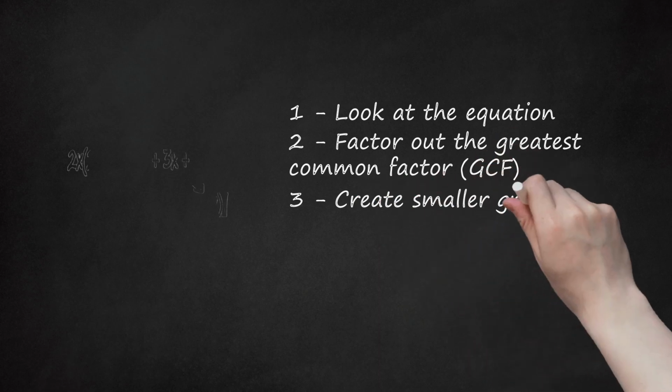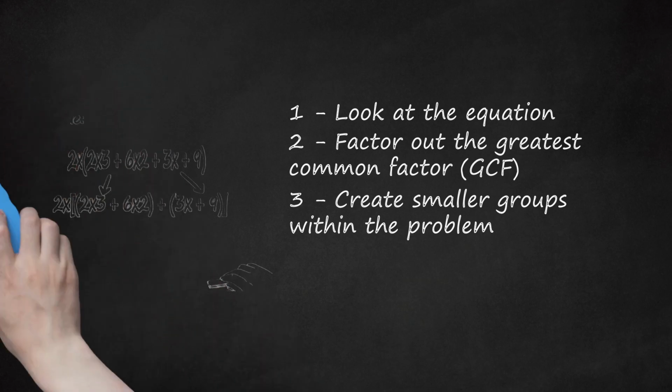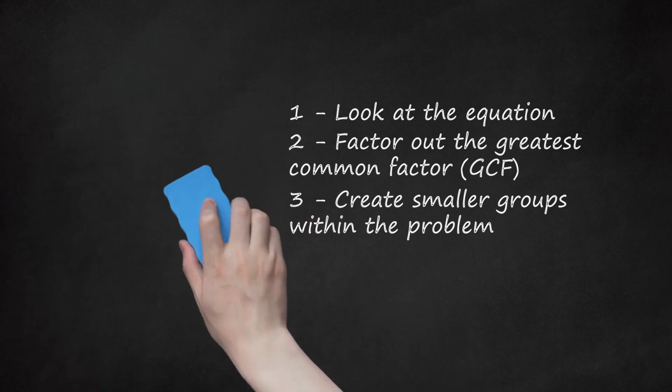3. Create smaller groups within the problem. Group the first 2 terms together and the second 2 terms together. If the first term of the second group has a minus sign in front of it, you will need to put a minus sign in front of the second parentheses. You will need to change the sign of the second term in that grouping to reflect that choice. Example: 2x(2x^3 + 6x^2 + 3x + 9) equals 2x[(2x^3 + 6x^2) + (3x + 9)].